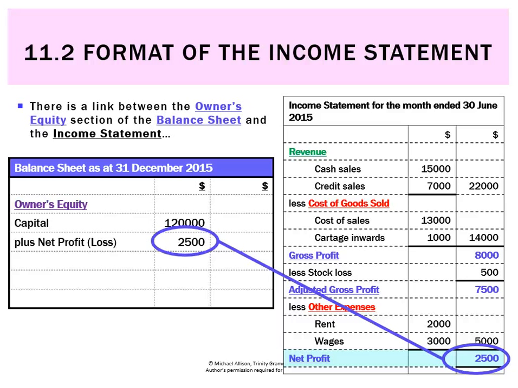So if net profit was $2,500, that goes and increases your capital, which gives us total possible capital of $122,500. And we also learned in chapter 10 we need to take out drawings, in this case of $13,000, and that'll give us a final capital balance.